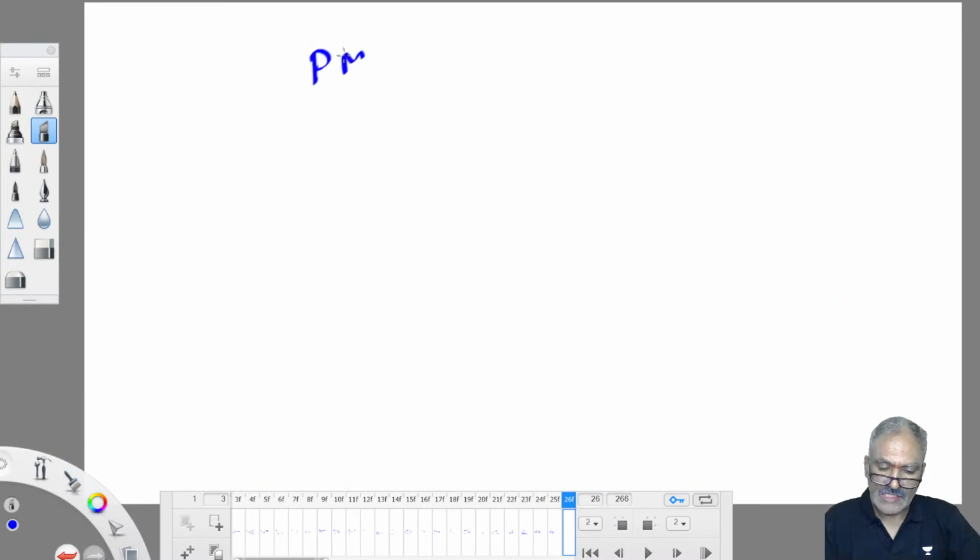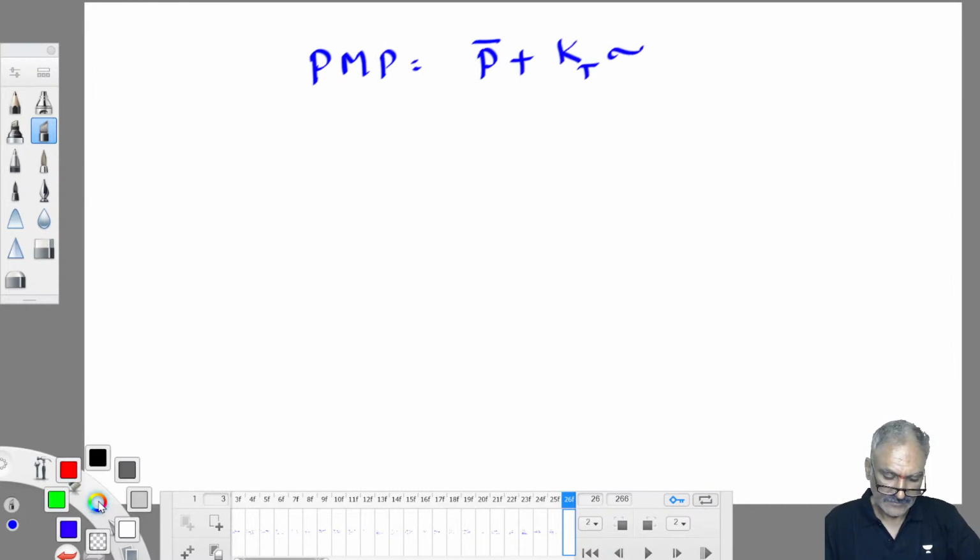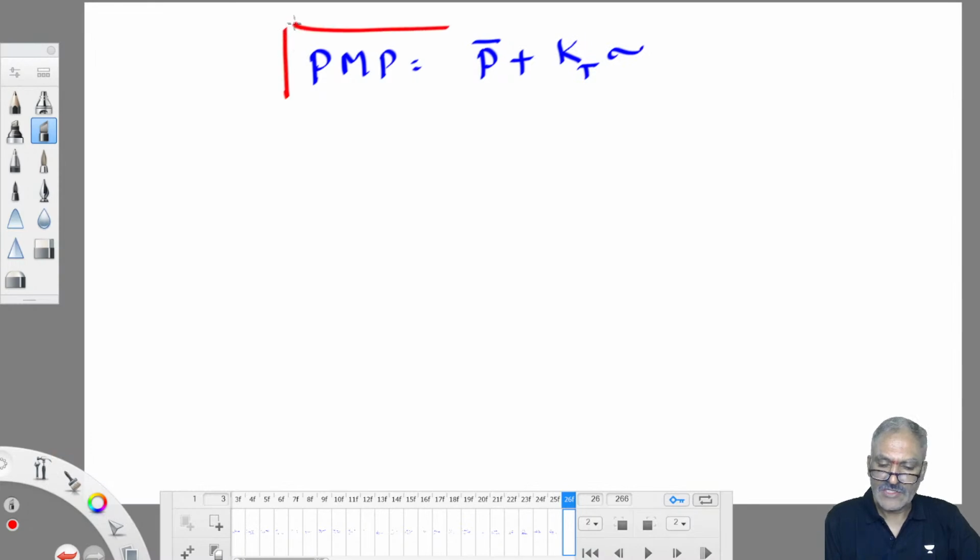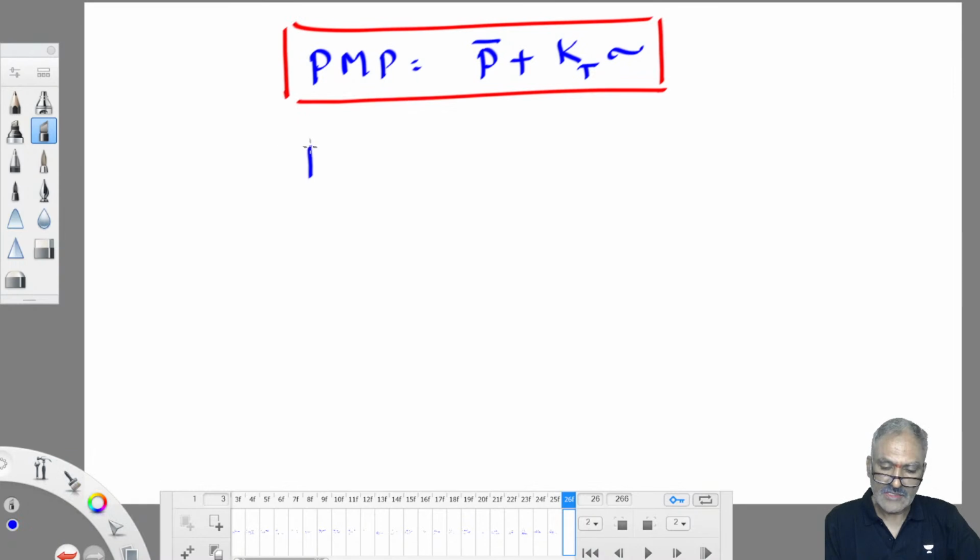So this probable maximum precipitation is equal to P bar plus K suffix T into sigma. Using this expression you can find out the probable maximum precipitation. P bar is known as the average rainfall data, the average value of the precipitation data.